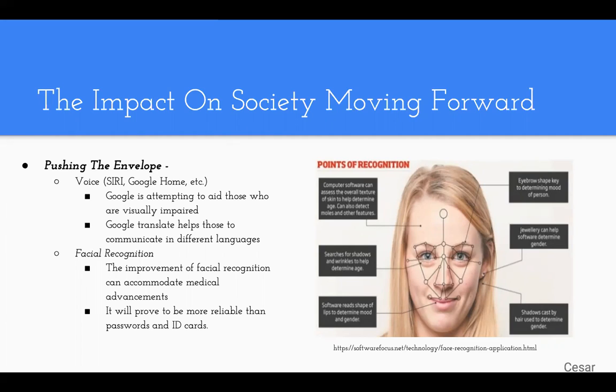In regards to medical advancement, improved biometrics can simply improve the workflow in a medical environment. Lastly, improved biometrics in general will simply make the quality of life more efficient.